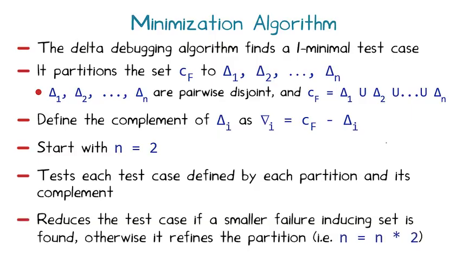If one of these test cases fails, then the algorithm reduces the current input down to the input obtained by just applying the changes in the failing test case. If none of the test cases fails, though, then the algorithm refines its granularity by doubling n and recomputing new subsets delta I and nabla I.